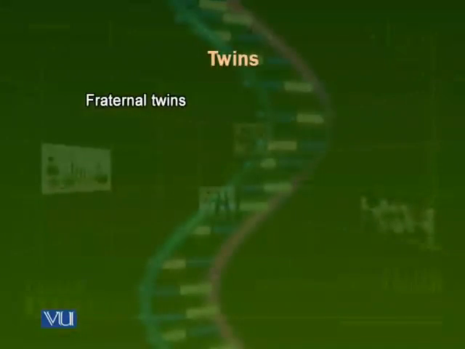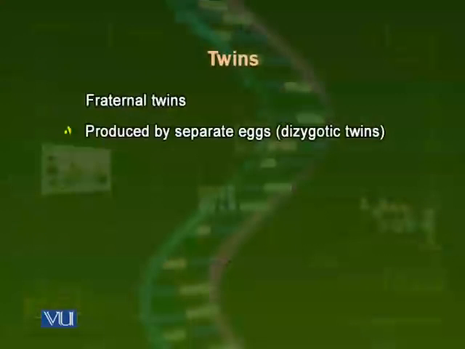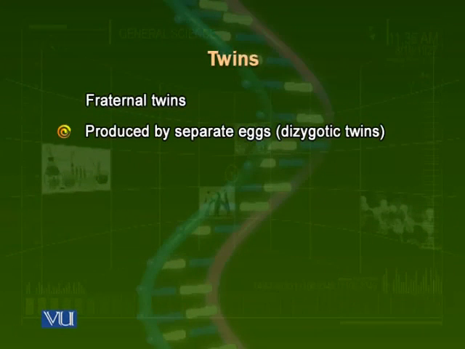One is called fraternal twins. Fraternal twins are those twins which look different from each other, just as siblings are different from each other, who are born at different times. What happened is that they are actually produced by different eggs. Sometimes more than 1 egg is produced by the ovary, and both eggs are separately fertilized. The result is 2 genetically different individuals. They are as different as individuals who are born at different times.